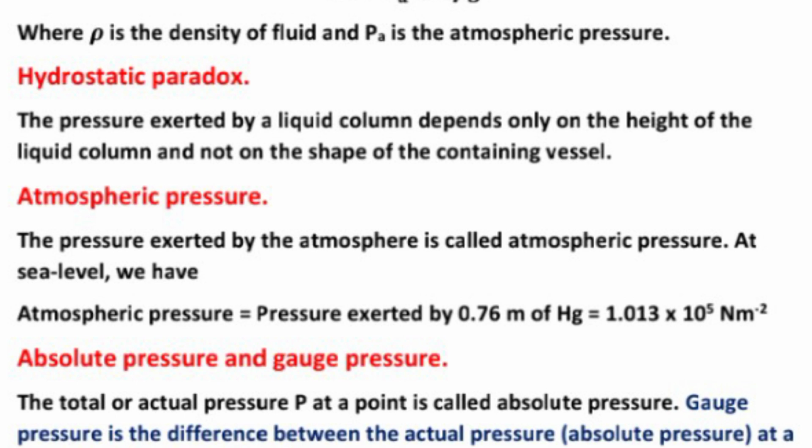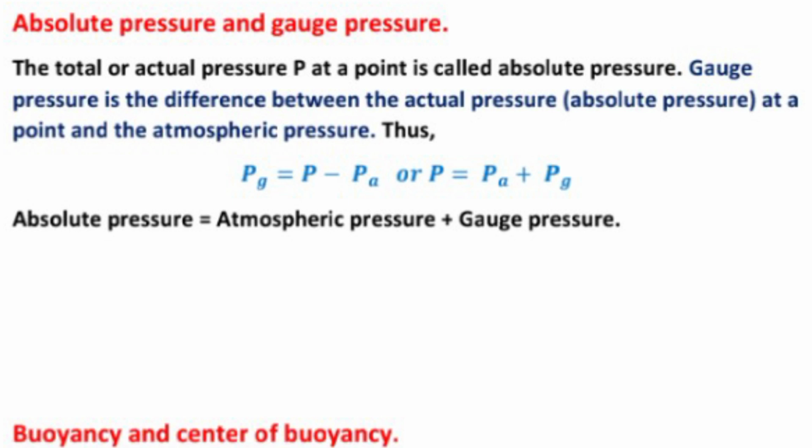Absolute pressure and gauge pressure. The total or actual pressure P at a point is called the absolute pressure. Gauge pressure is the difference between the actual pressure at the point and the atmospheric pressure. Pg equals P minus Pa. Absolute pressure equals atmospheric pressure plus gauge pressure.